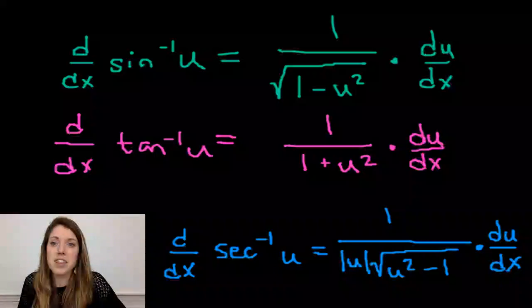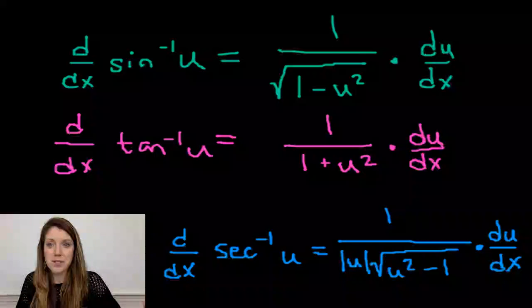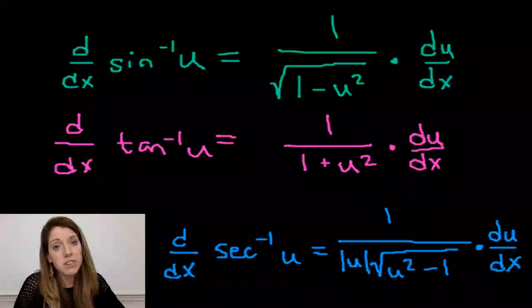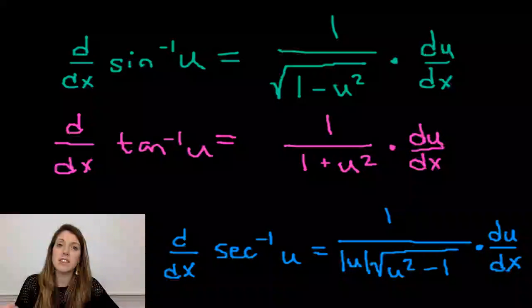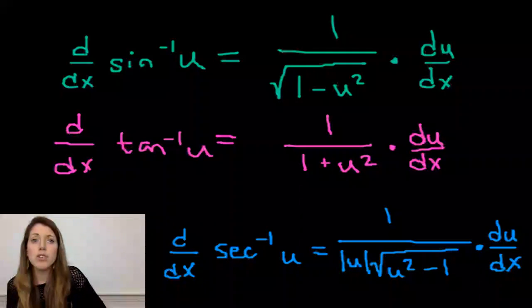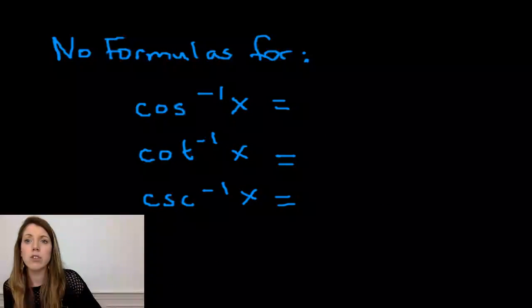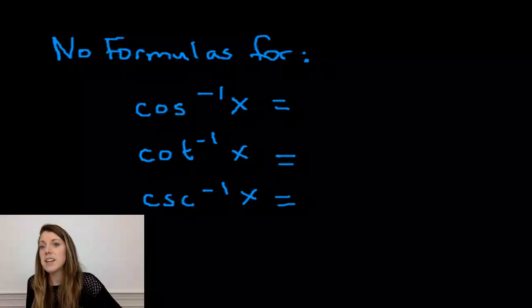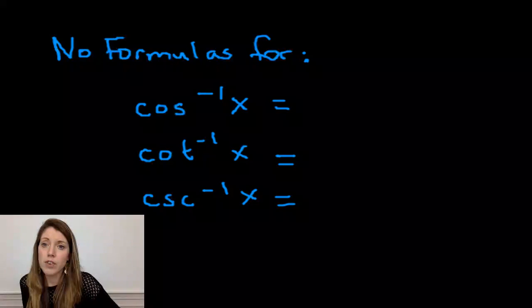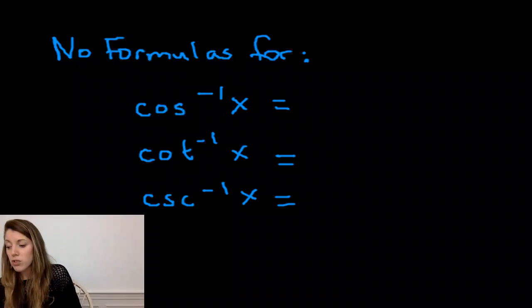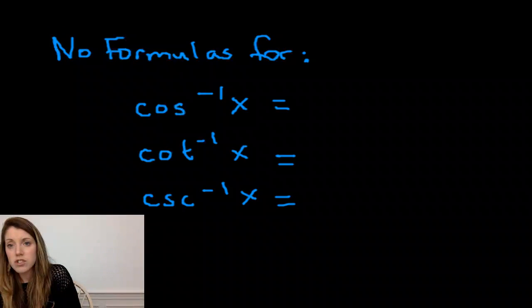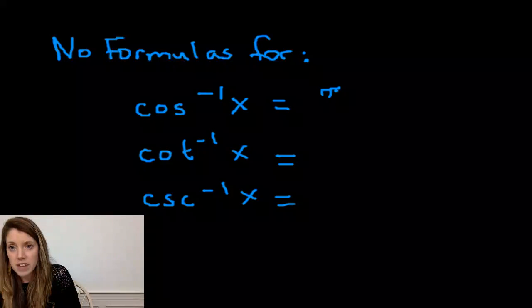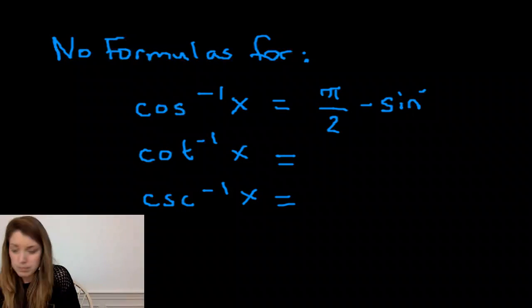But there they are. At face value, that's what we have. Now, we know there are 6 trig functions, which means there are also 6 inverse trig functions. So you'll notice that we're actually missing the formulas for inverse cosine, inverse cotangent, inverse cosecant. And that is because the inverse cosine function is actually just a transformation of the sine function. So the inverse cosine function is actually pi over 2 minus the inverse sine function.